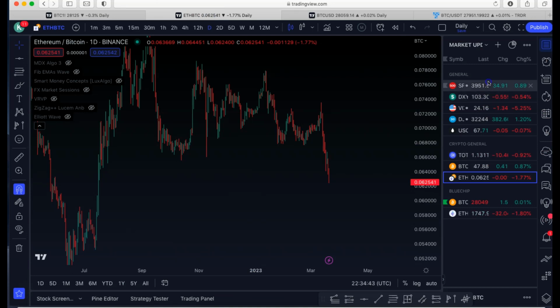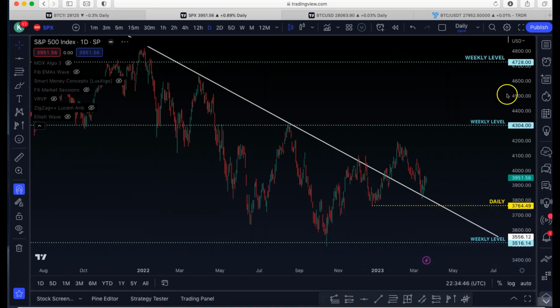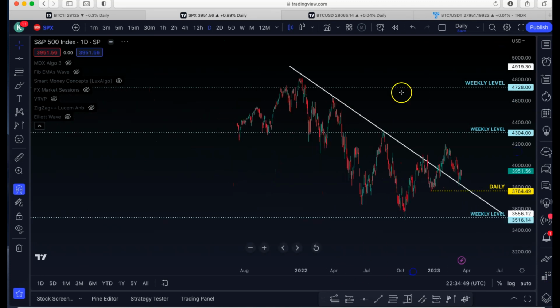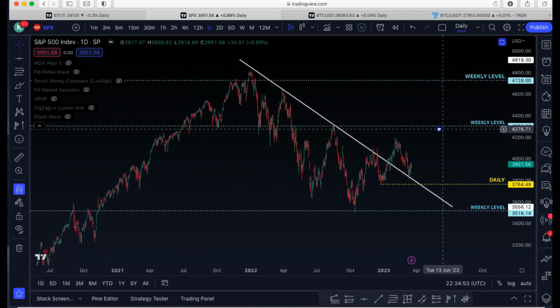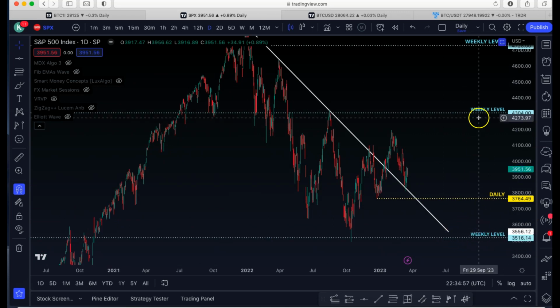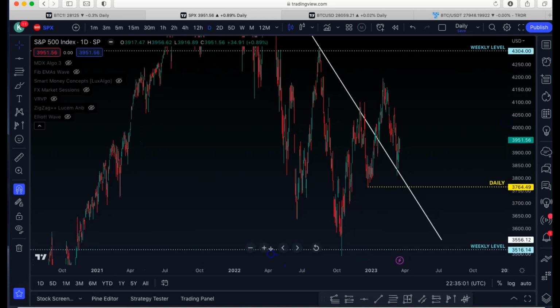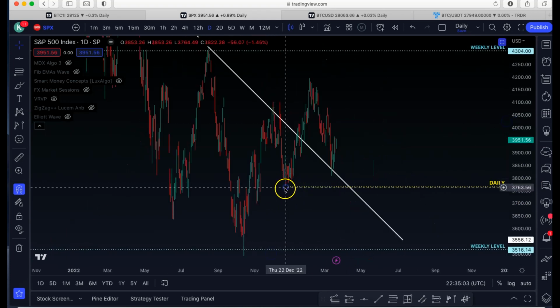Of course, other markets as well. Looking at the S&P 500 index, just for the full picture. We've been in this kind of downward trend line here, and I spoke about certain weekly levels we have around 3,500 and of course 4,300. But this is a level that everyone's looking at, potentially here, around the December lows, around 33.7k.